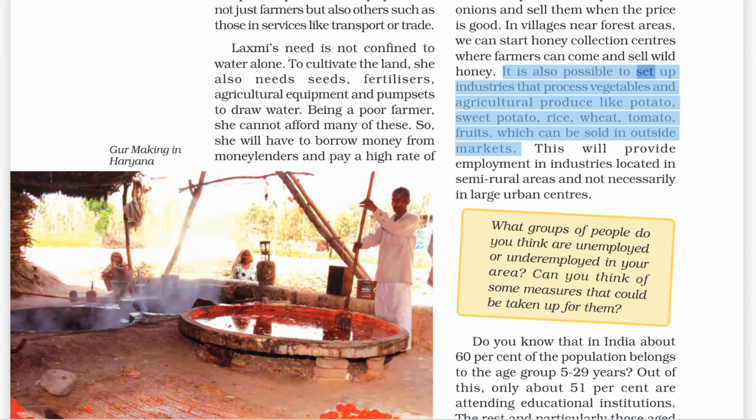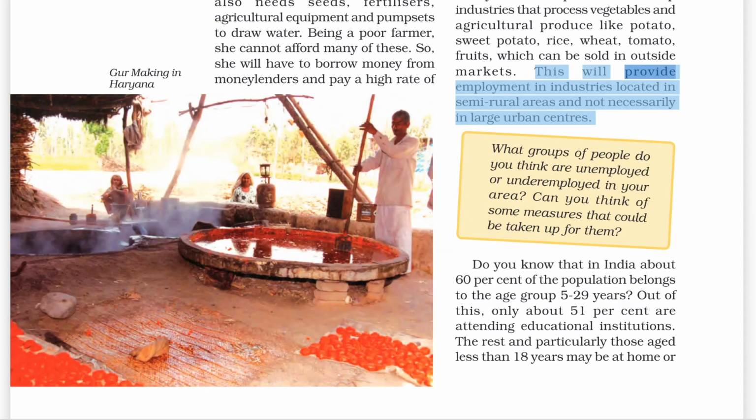It is also possible to set up industries that process vegetables and agricultural produce like potato, sweet potato, rice, wheat, tomato, fruits, which can be sold in outside markets. This will provide employment in industries located in semi-rural areas and not necessarily in large urban centers.